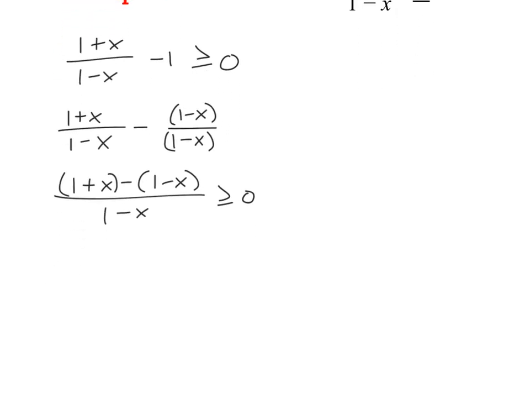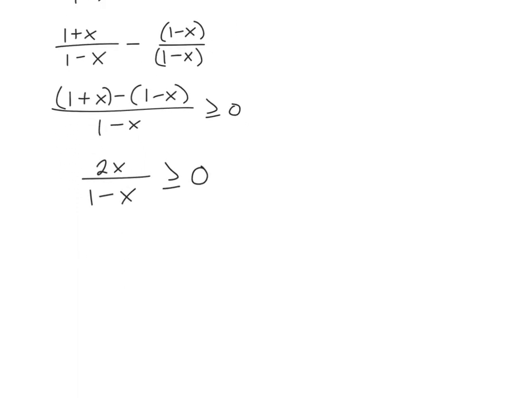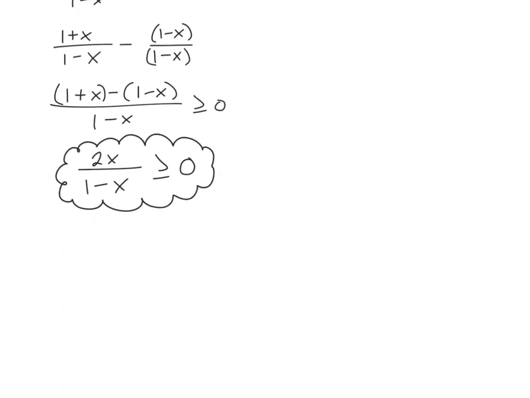In my numerator, I'm going to combine like terms. I have 1 minus 1. x plus x is 2x. Or 1 minus x is greater than or equal to 0. So this is what I'm going to look at now that it's combined and simplified to help me find my critical points. Remember, one way you can find a critical point is by setting your numerator equal to 0. So I have x equals 0 as a critical point.